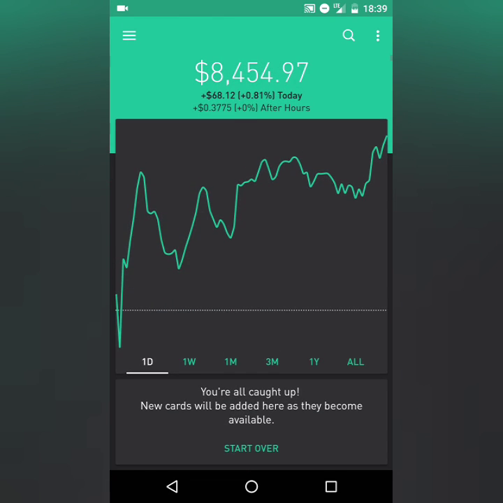So yeah, that's kind of what I wanted to talk about today. So not a bad day trading today. $68 again. I'm sitting right under 84.55, and I have some funds in my account that are still pending. So those should be posting here within the next few days or so.